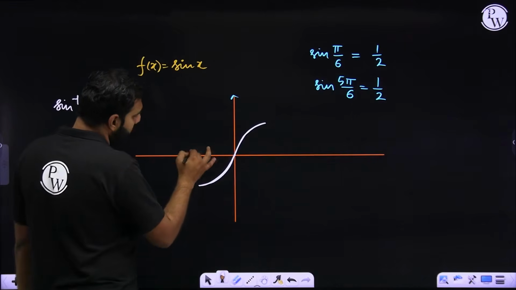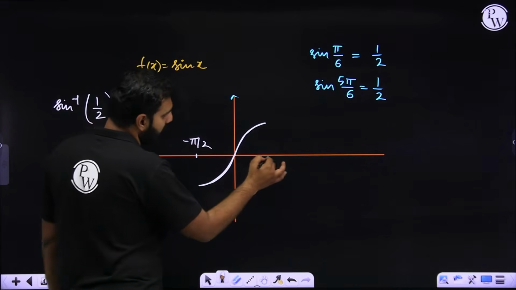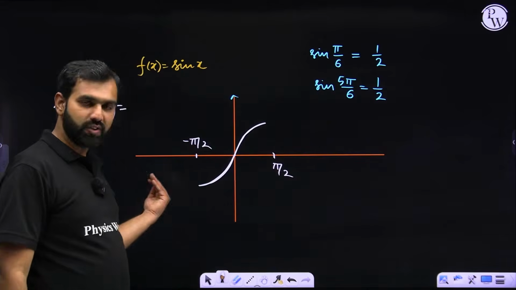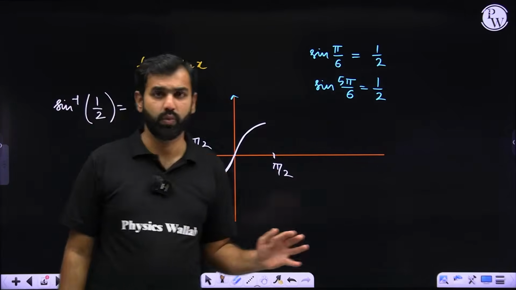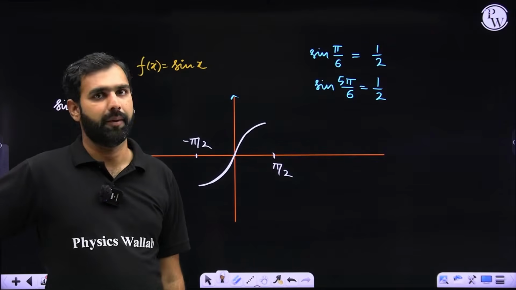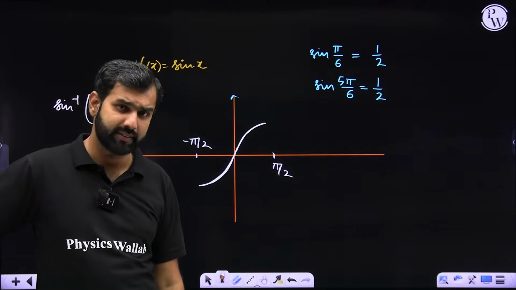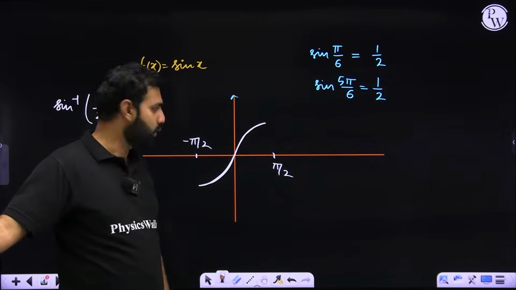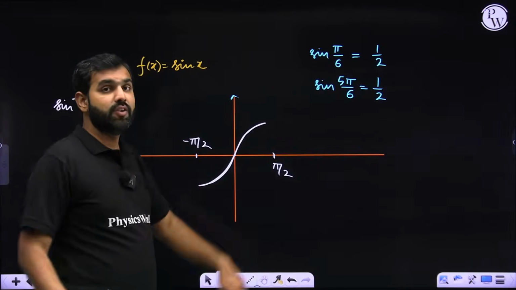But now I'm putting a constraint over here that I am not looking at the graph of sin x before minus pi by 2 and after plus pi by 2, which means I'm restricting or confining this graph from minus pi by 2 to pi by 2. What is the advantage of doing this? If you now are looking at this particular graph, you must be noticing that this function has become 1-1.